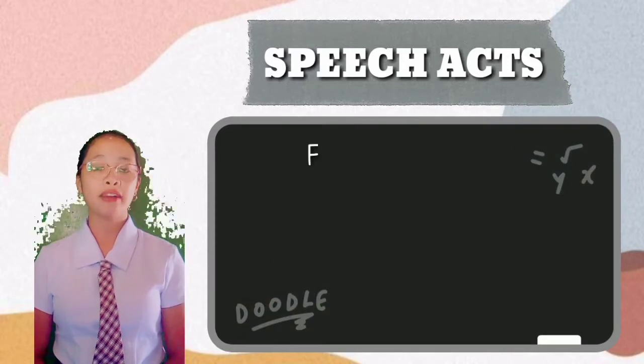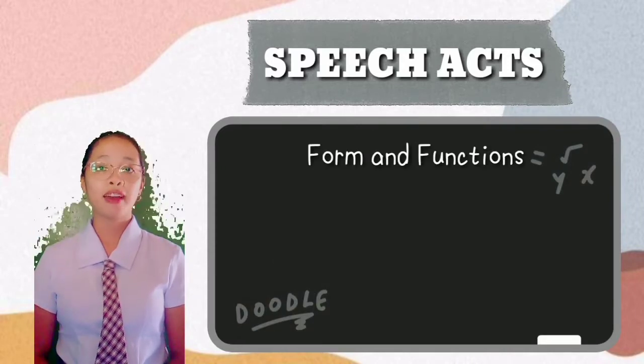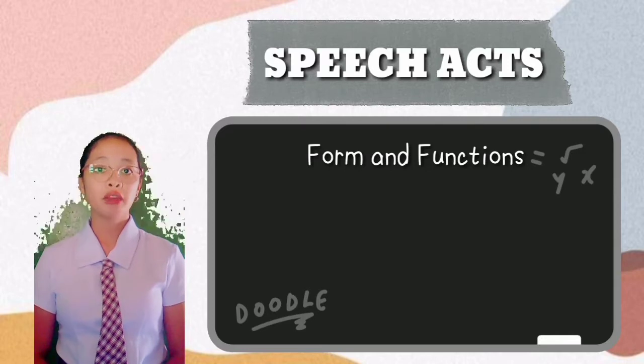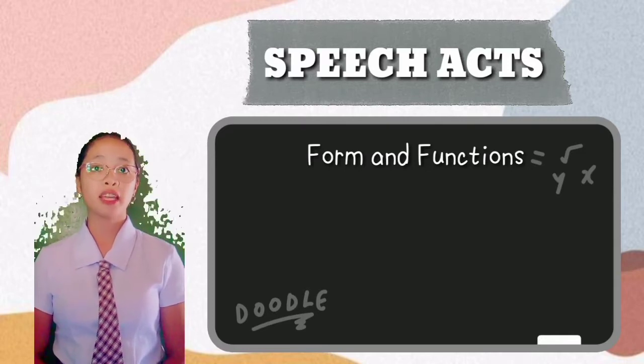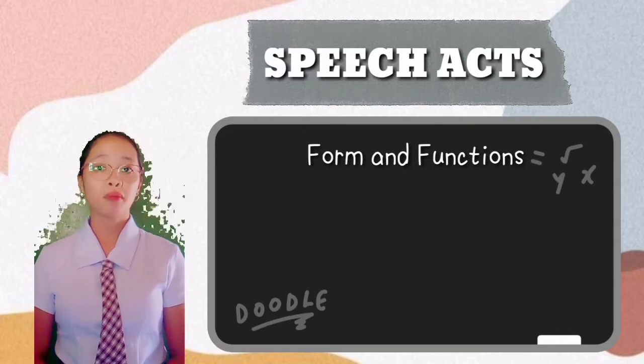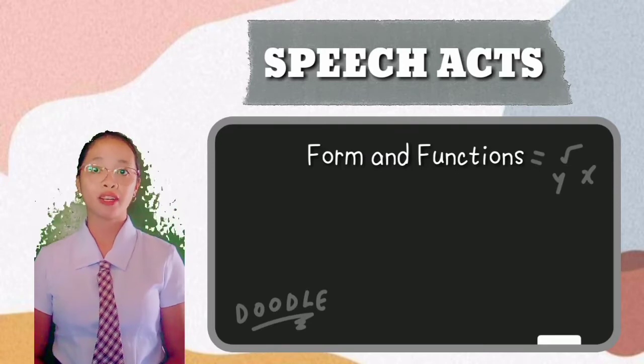Next are form and functions. Form and functions are different. The same function may be performed by a variety of forms. The same form may express a variety of functions.